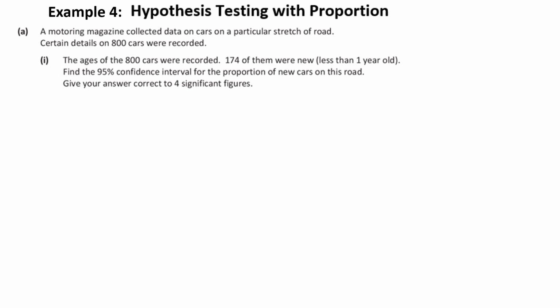Example 6.4, hypothesis testing with the proportion. A motoring magazine collected data on cars on a particular stretch of road. Certain details on 800 cars were recorded. So they've straight away told us, maybe not explicitly, that we're dealing with a sample where n is 800. The ages of the 800 cars were recorded. 174 of them were new, so that means less than a year old. Find the 95% confidence interval for the proportion of new cars on the road. Give your answer to 4 significant figures.